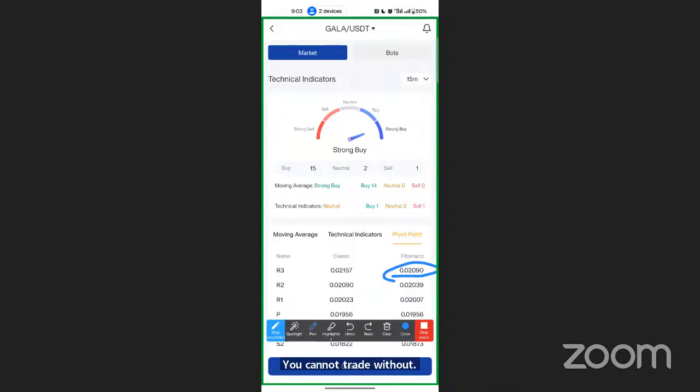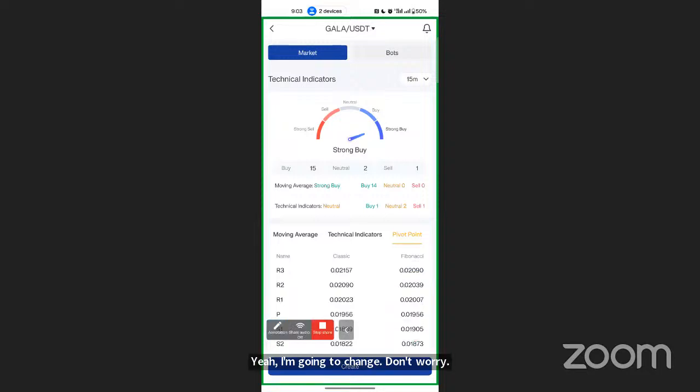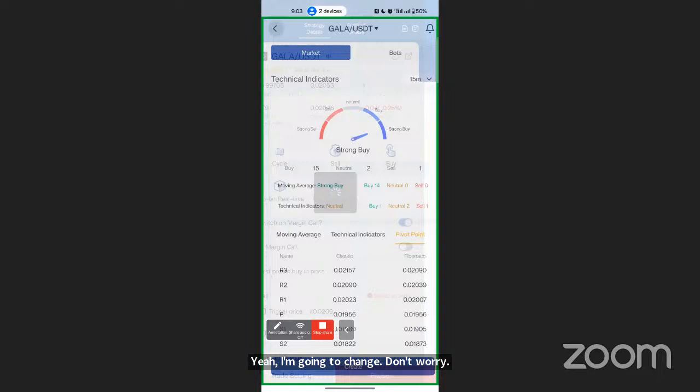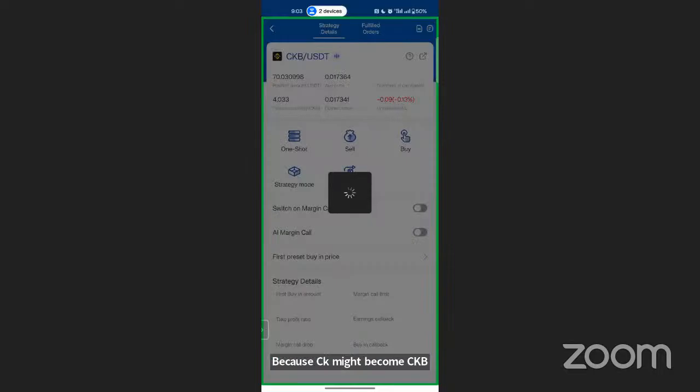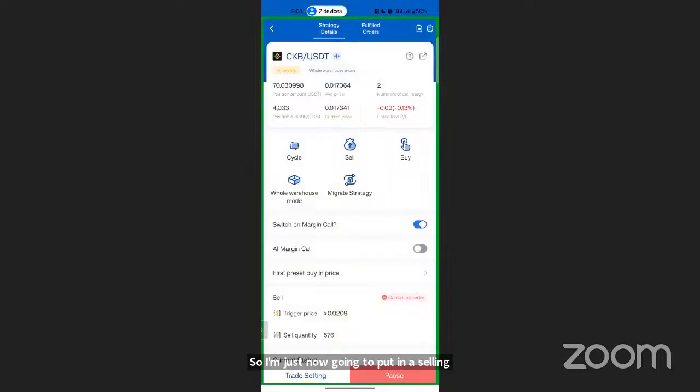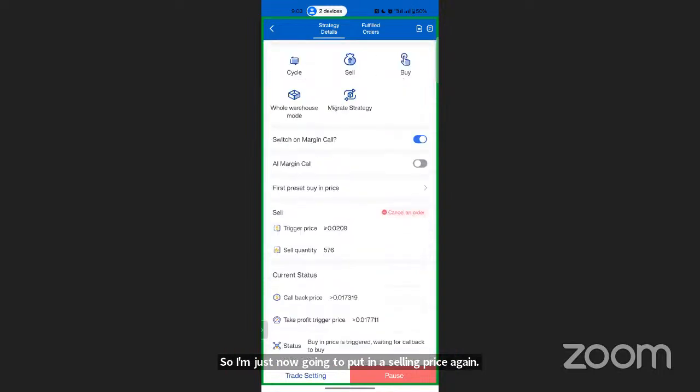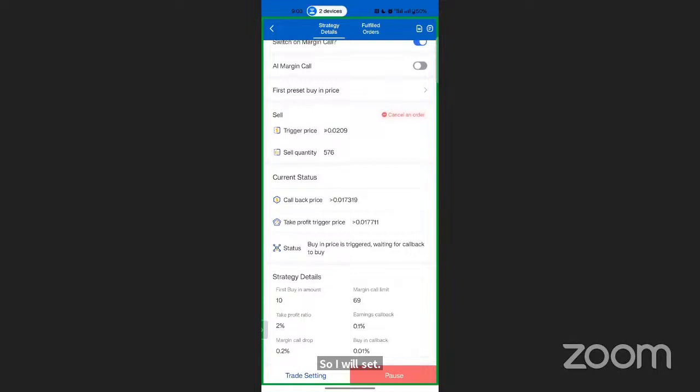I don't know how many times I can talk about it. Don't trade without margin calls. Yeah, I'm going to change it, don't worry. Let me go back to my CKB. I'm just now going to put in a selling price again here. So I will sell at the pivot point. Let me look at the chart again.